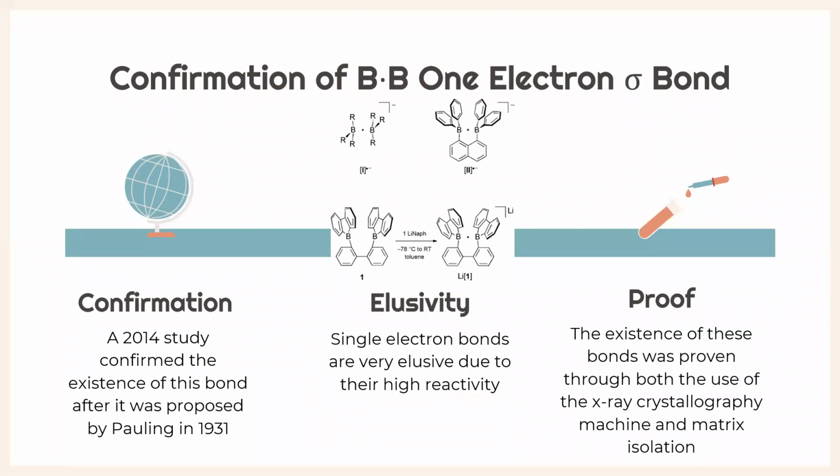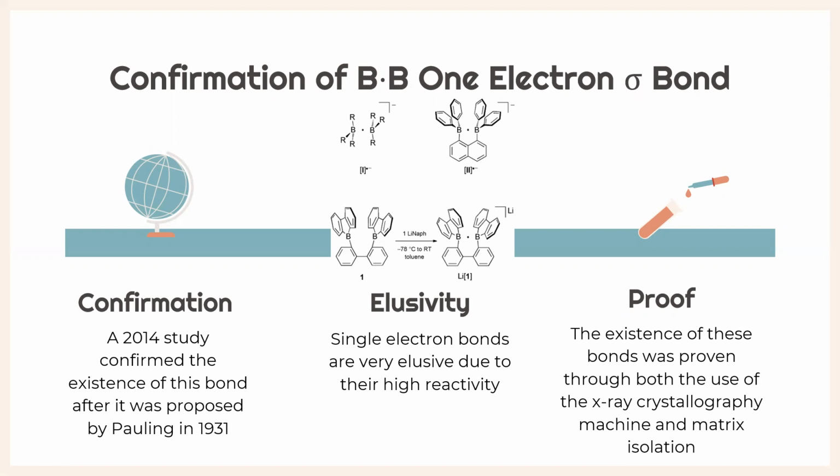The next real-world example was much more recent. It was a confirmation of a 1-electron sigma bond between 2 borons, a covalent bond. This study was done in 2014, which confirmed the existence of this bond after it was proposed by Pauling in 1931. It was done on the basis of theoretical chemistry. It proposed the existence of an H2 plus radical cation, which detailed the physical nature of the chemical bonding.